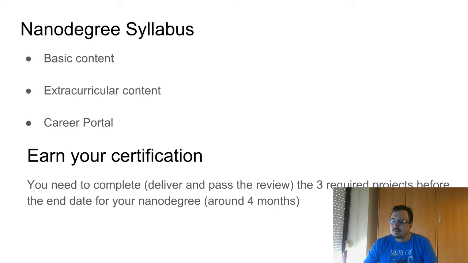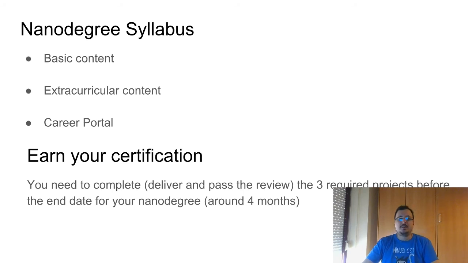I know that the career portal appears in the extracurricular content in the dashboard, but for me it's easier to separate it. For example, extracurricular content is how to use GitHub, learning about ECMAScript 6, asynchronous HTTP requests, these things. And the career portal is: update your GitHub, update your LinkedIn, do your job search research, things like that.